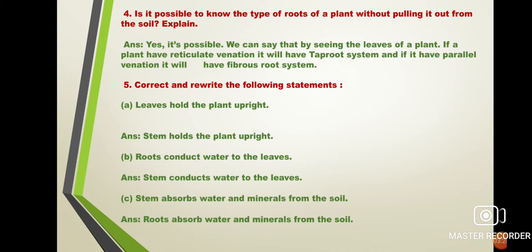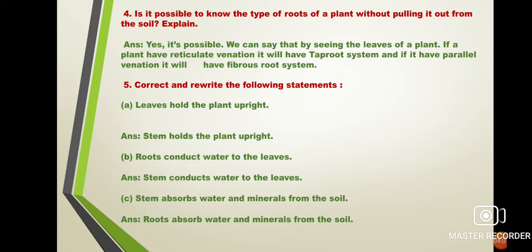What is the relation? The plants which have parallel venation, like bamboo, banana, paddy, have fibrous roots. And the plants which have reticulate venation, that is a net-like structure, have the taproot system. So by seeing the structure of the venation, you can say what kind of root the plant has.